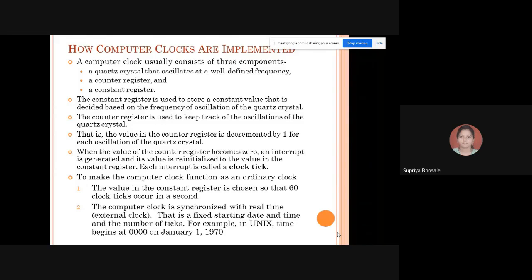Now, to make the computer clock function as an ordinary clock, the value in the constant register is chosen so that 60 clock ticks occur in a second.